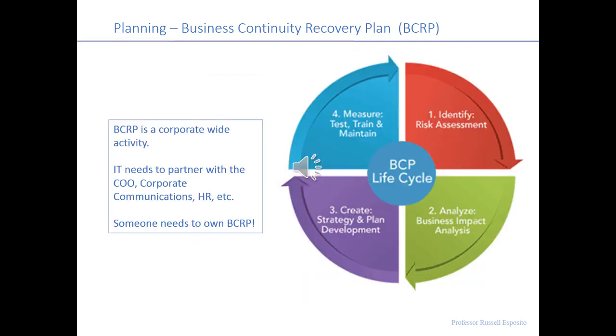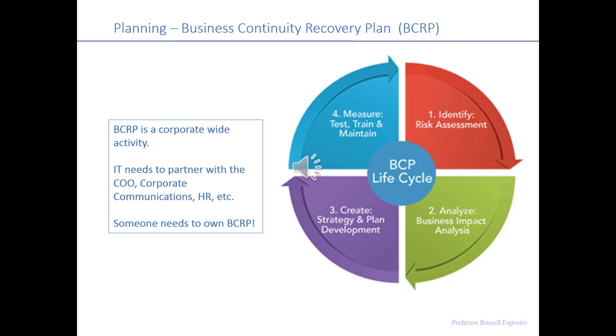So this circle here shows a cycle of BCRP corporate-wide planning. Again, it's not just IT, it's for the entire company. If you look at the left-hand side, there's a note here: IT, if they're responsible for BCRP, needs to partner with the Chief Operating Officer, the Corporate Communications Department, HR, and other significant departments that are impacted. But someone needs to own BCRP. Someone needs to be responsible for ensuring that the plan exists and that it's kept up to date and it's available.